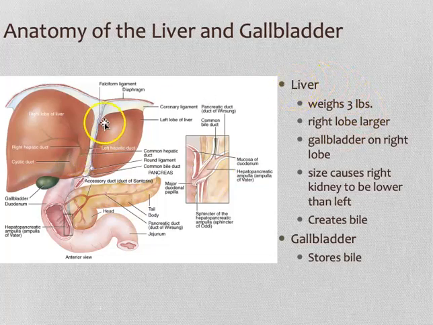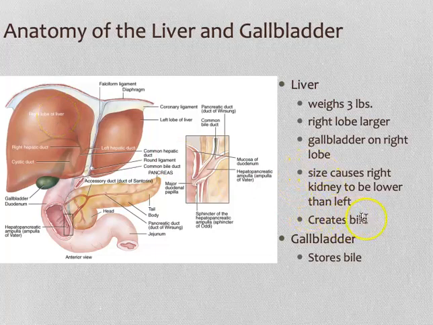Liver, fairly large organ, sort of in that upper right quadrant of your abdominal section. It has a large right lobe. The gallbladder is on the underside of that right lobe. And on your right side, your kidney is actually lower than the kidney on your left side because of the location and the shape of the liver.